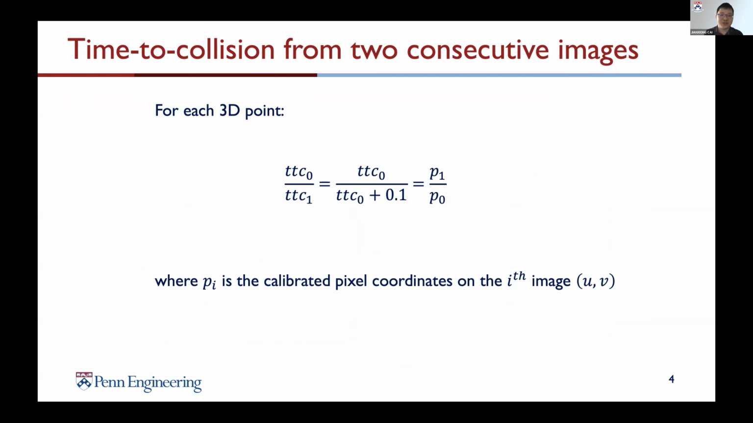Here is the relationship between time to collision values and the calibrated pixel coordinates. P0 here is the calibrated pixel coordinate on the first frame, and P1 is the calibrated pixel coordinate on the second frame. We can see the time to collision value and the calibrated pixel coordinates are inversely correlated with each other, and it doesn't depend on vehicle velocity or any other sensing measurement.